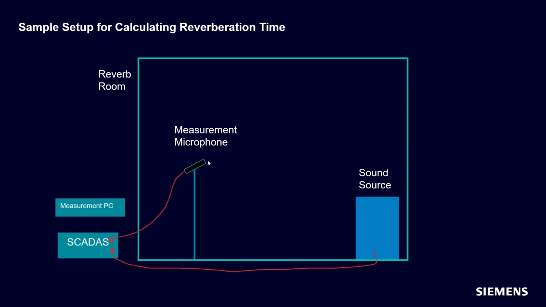We have a measurement microphone, so we'll be able to collect some microphone data. We have a sound source. This sound source will play a broadband random noise output to build up a uniform, or as uniform as possible, sound field within this reverberation room. And then both of these are connected to a data acquisition system like our Scatus Mobile with a source output so it can drive this sound source. And then this is connected to a measurement PC.